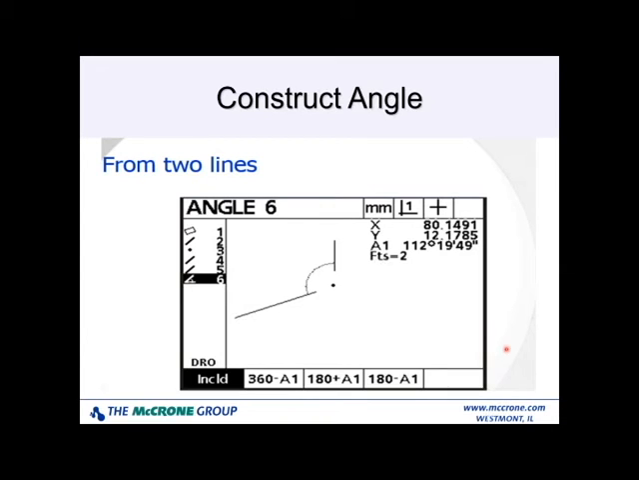Or you can construct an angle. Here we've taken line number 4 that we've already probed and line number 5 and asked it to determine the angle between the 2. You can also determine whether or not you want to look at the included angle or the angle plus 180, angle minus 180, etc.